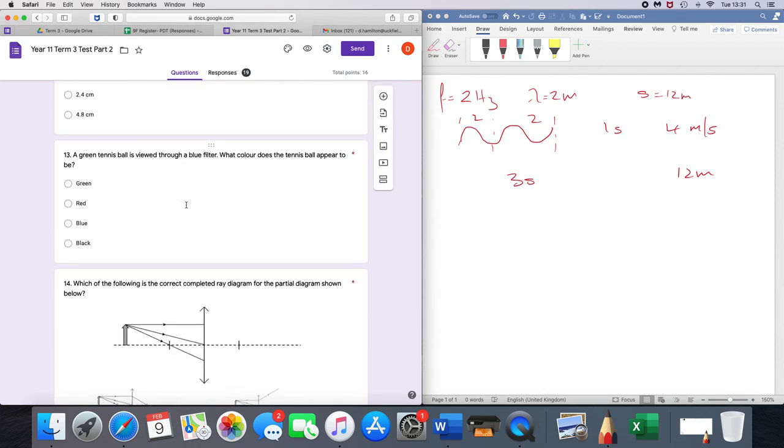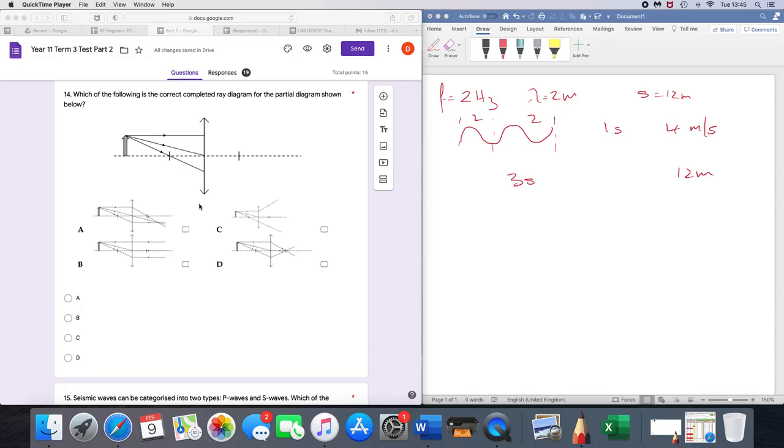A green tennis ball is viewed through a blue filter. A green tennis ball appears green because it reflects green light and absorbs all other colors. So if you look at it through a blue filter, which only allows blue light through, then this isn't reflecting any blue light. It absorbs all the blue light that strikes it, and therefore no blue light comes through the filter. So the answer to 13 is black.